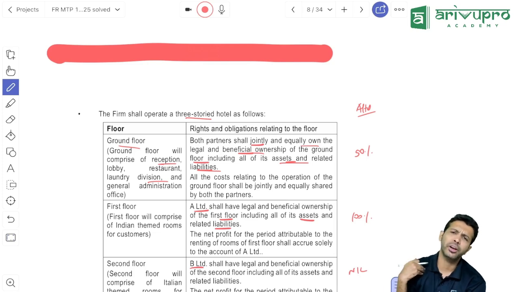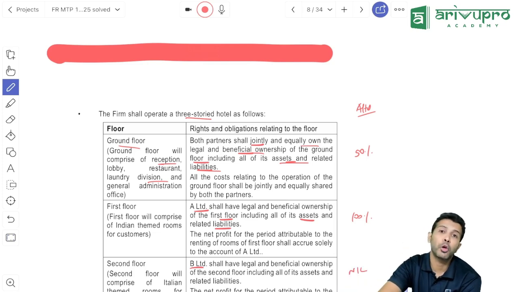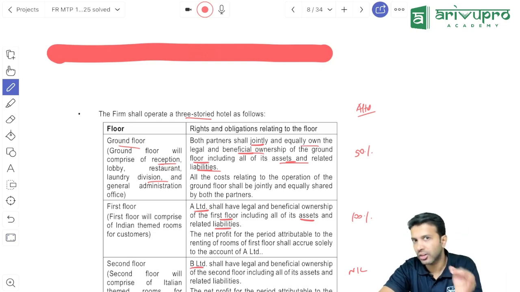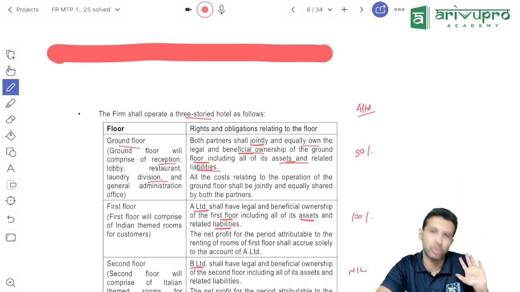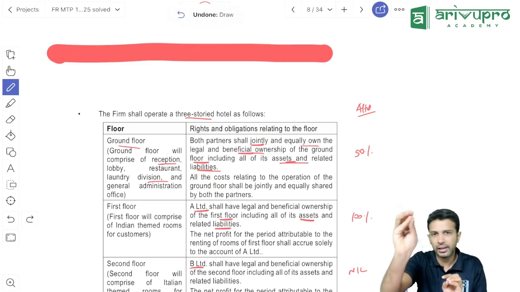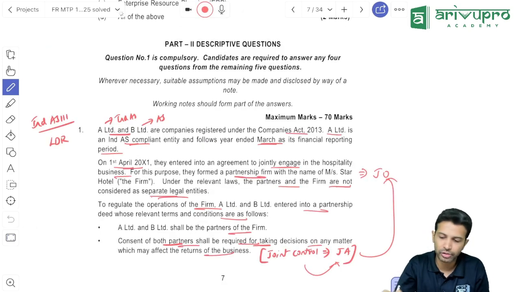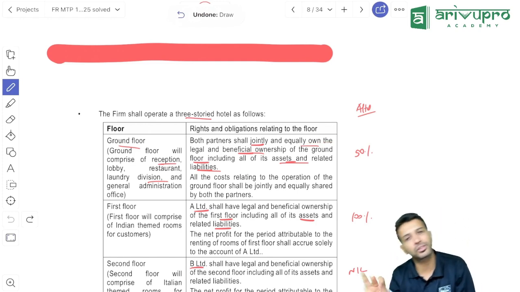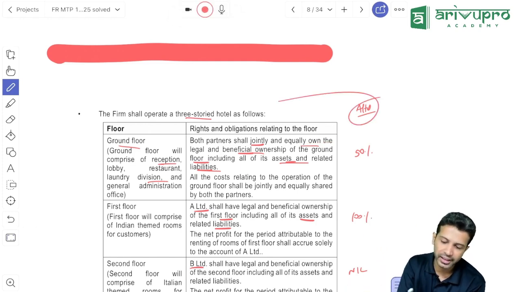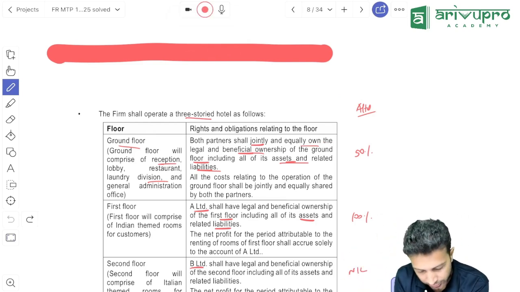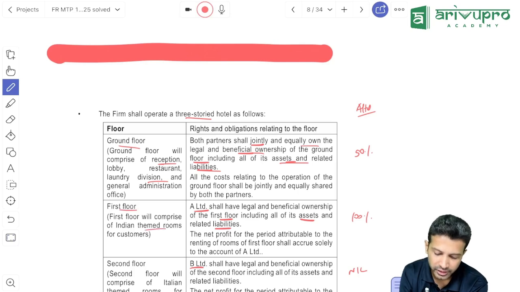Okay. If it is a joint operation, as I already told you, we'll have to follow the proportionate consolidation method. Each venturer or each person or each investor will show their share of assets, liability, income and expense in their books. Here, equal share. So ground floor's whatever assets we have, only A is following Ind AS. So A will show 50% of those ground floor assets and 50% of those ground floor liabilities in A Limited's books because of the proportionate consolidation method. Okay, sir. All right.